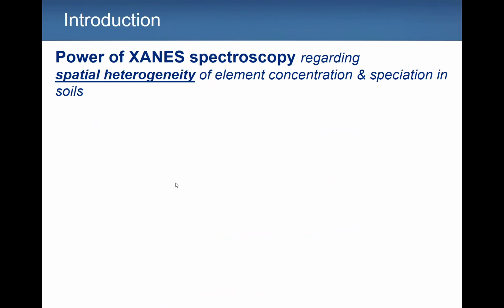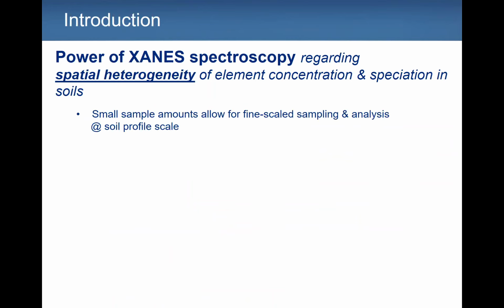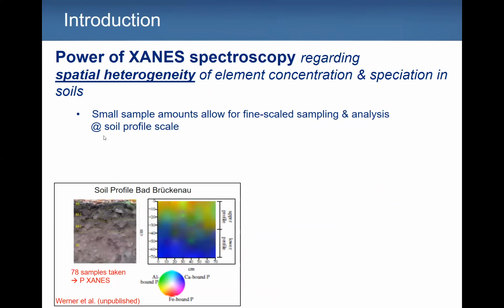Regarding the spatial heterogeneity of element concentration and speciation, the small amount of sample which is needed allows for fine-scale sampling and analysis at a profile scale. So normally in soil science, we take profiles, which are pits, and then we analyze different layers of the soil profile. Here's the topsoil, here's the surface, and then you go deeper. And if you need small samples, you can collect very many spots in the soil profile and address the spatial heterogeneity, here in this case of different phosphorus species. I will go into detail at a later stage in my talk about this example.